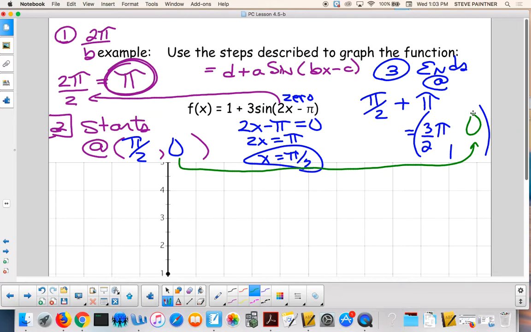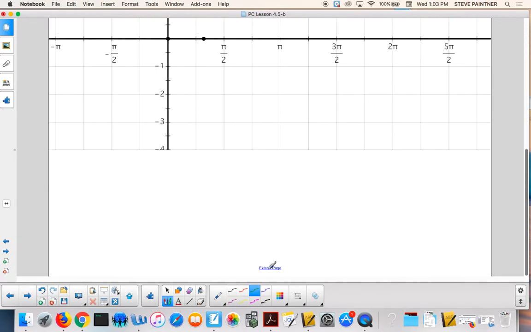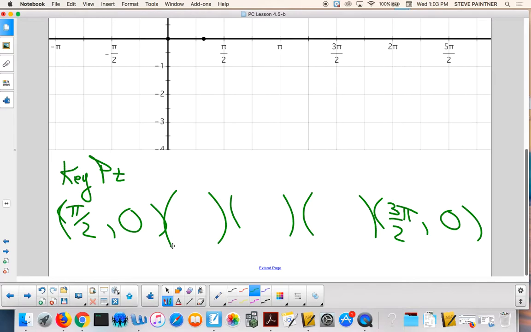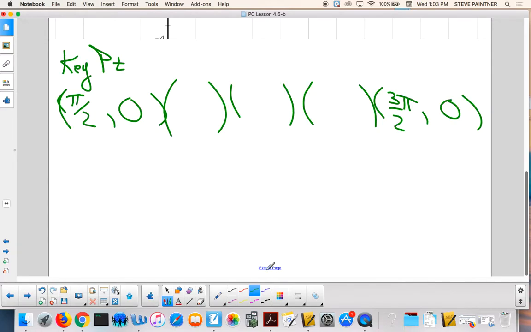Okay, step 4 is do what? Find 5 key points. Let's go find 5 key points. The key points are starting point, ending point. You got to help me out because I can't remember them. Pi over 2, that's where we start. Where do we end? 3/2 pi, gotcha. Okay, so there's a few more in between, right? But you know what I don't know? I don't know what I'm counting by. How do I know what to count by? I figure out the intervals.